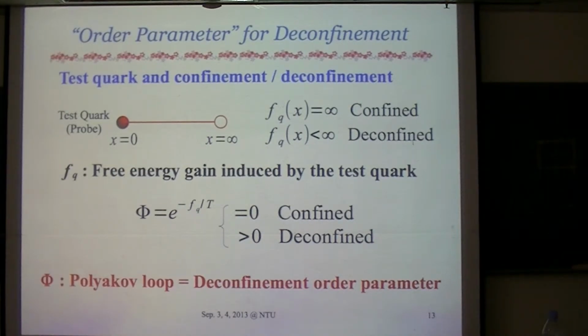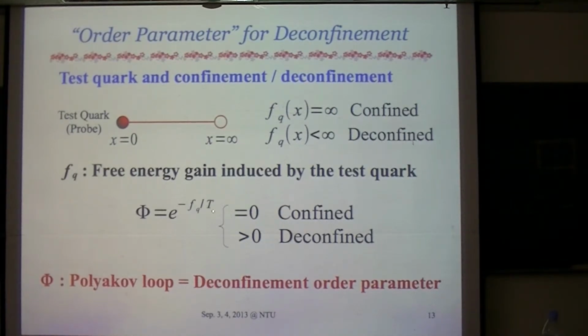Okay? So in this way, maybe you can characterize a confined or deconfined phase. Right? So let's introduce this quantity, the free energy difference. Free energy difference between the situation with and without a single test quark. And then in the confined phase, this is expected to be infinitely large, and in the deconfined phase, this must be something finite.